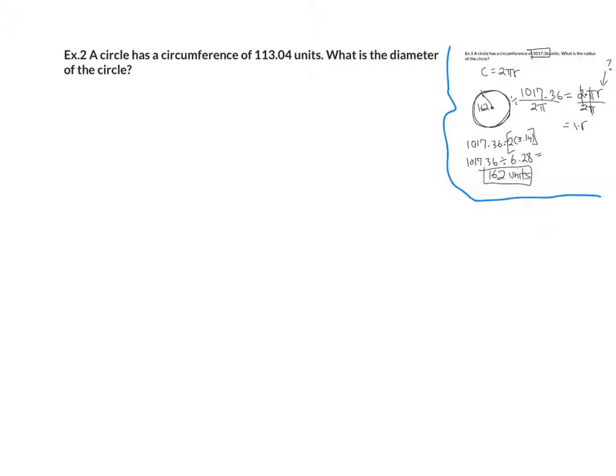All right, so now we're going to look at example 2. You have another circle. This time the circumference is 113.04 units. And they want to know what's the diameter of the circle. So again, we're going to look at our formula for the circumference. Circumference is equal to 2 times pi times the radius number, right? And we know that that's equal to 113.04 because that's what the story tells us.